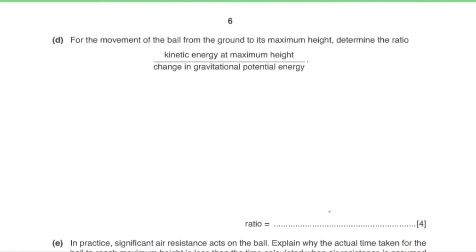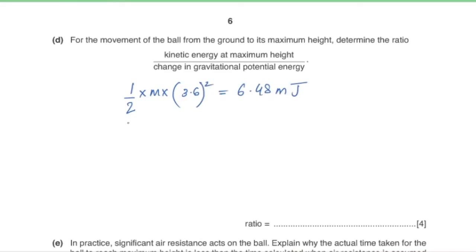Part D, for the movement of the ball from the ground to its maximum height, determine the ratio of kinetic energy at maximum height by change in gravitational potential energy. At its maximum height, the vertical component of the speed is 0, but the horizontal component is 3.6 meters per second. So kinetic energy at maximum height is 1/2 mass into the horizontal component of the velocity, which is 3.6 the whole square, and that gives me 6.48 into mass. This is the kinetic energy of the ball at maximum height.